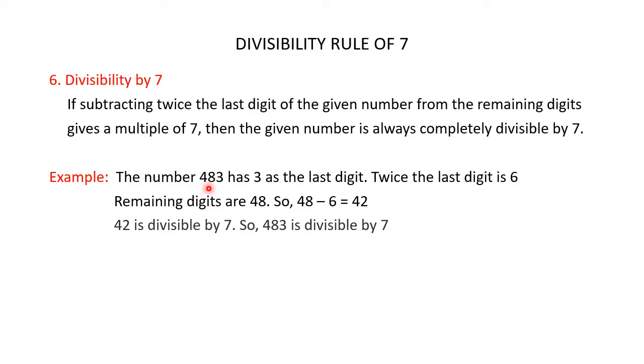Consider the number 483. Here 3 is the last digit. Multiply 3 with 2. So twice the last digit is 6. 2 times 3 is 6. Now the remaining digits are 48. Subtract 6 from 48. So 48 minus 6 is 42. 42 is divisible by 7. So the number 483 is divisible by 7.